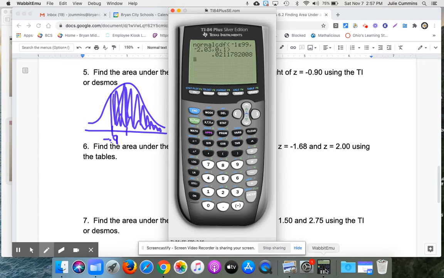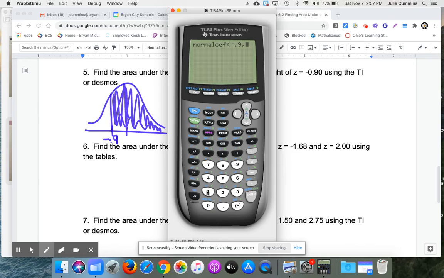Where did the calculator go? There it is. So remember, you're going to go back to distribution, and this is normal CDF. And again, your calculator is going to pop up with something slightly different. It's going to first ask for the lower bound. So our lower bound, as we can see from this picture, is negative 0.9. So you'll put that in for your lower bound, then put comma. The upper bound, this just keeps going. So our upper bound is infinity.